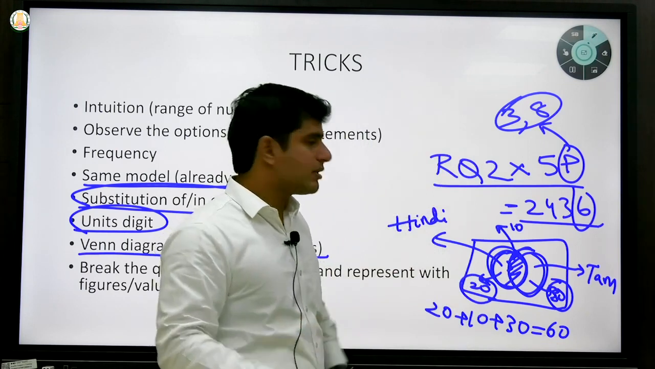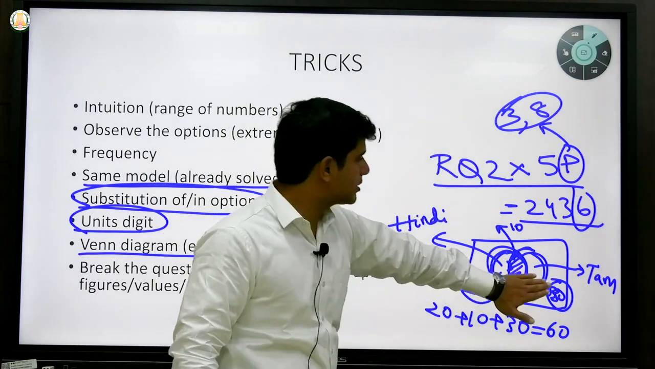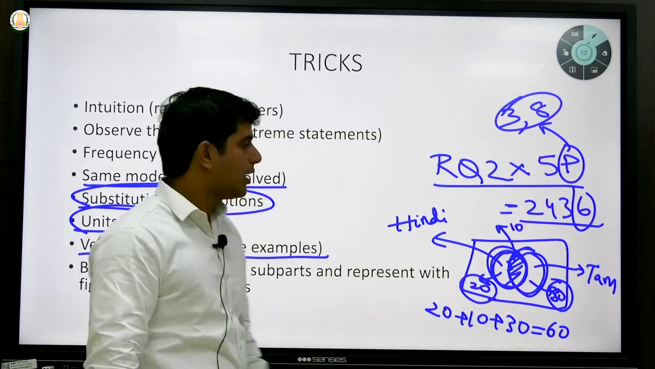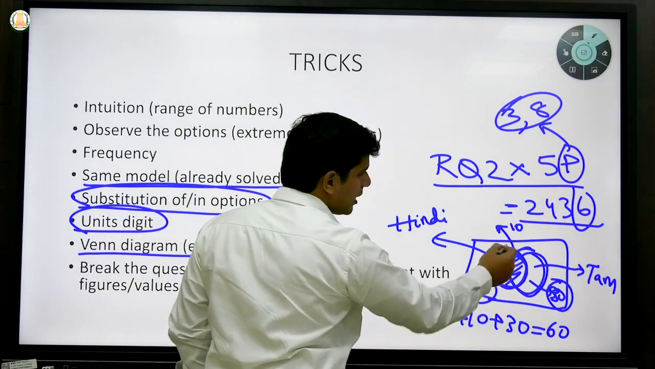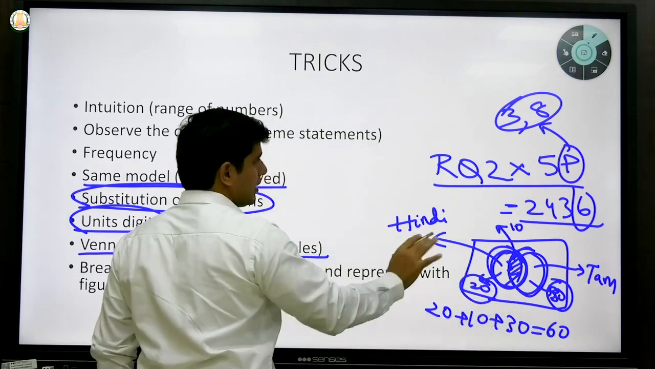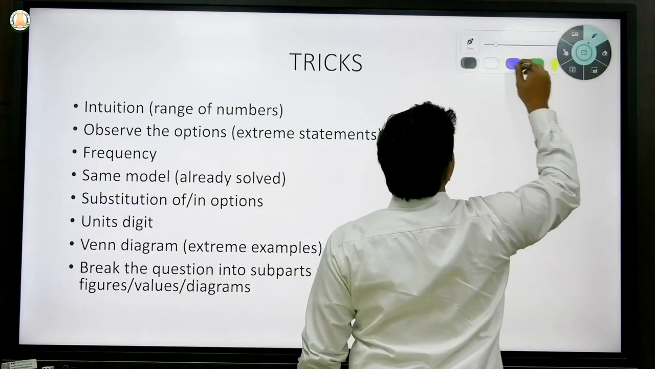Hindi or Tamil means they can belong to this group, or this middle group also. So it will be 60. Remember, here you should not have 30 plus 40. Okay. Now, I'll tell you a simple confusion that happens here.